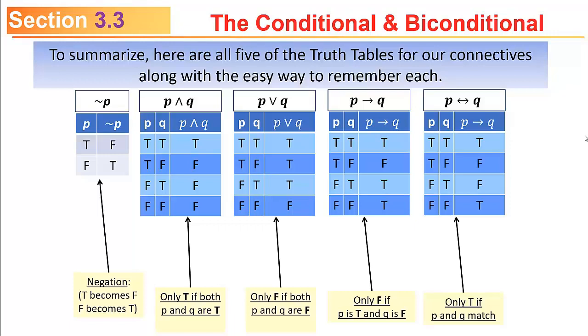For the implication or the if-then, it's only false if P is true and Q is false. To me, that's the hardest one to remember. And finally, the biconditional, it's only true if P and Q match. However you want to rephrase those memory aids, there are 5 of them, and you need to be able to say them to yourself so that you can produce those tables if you need to.